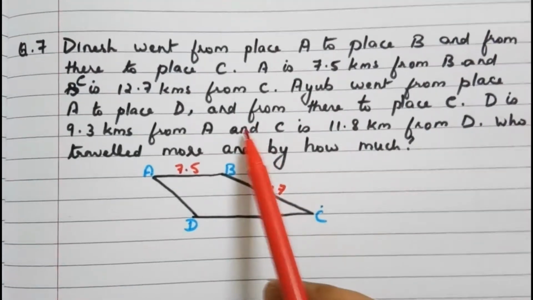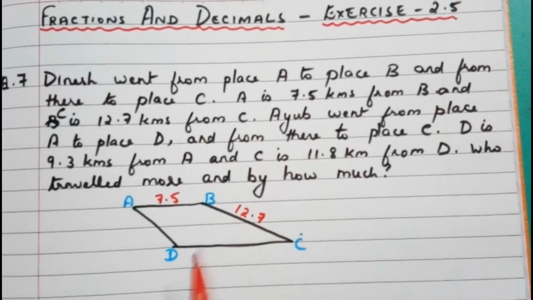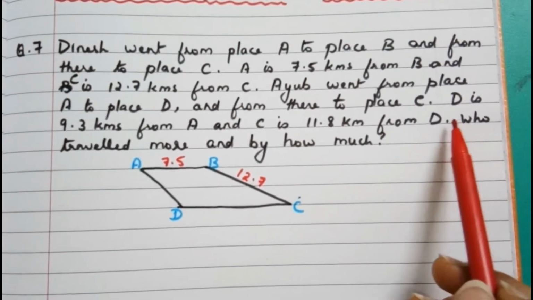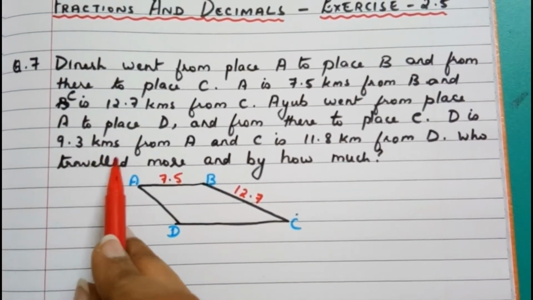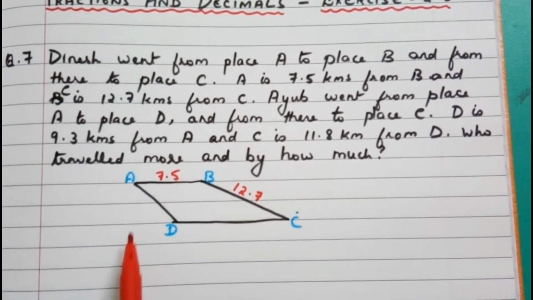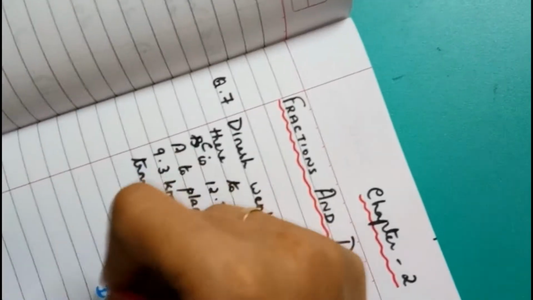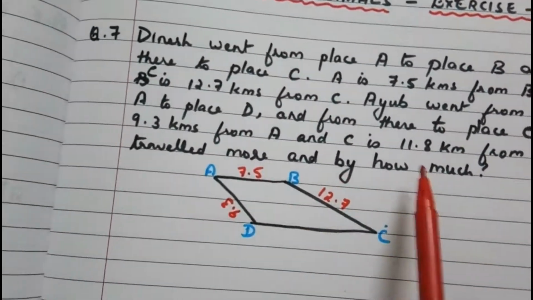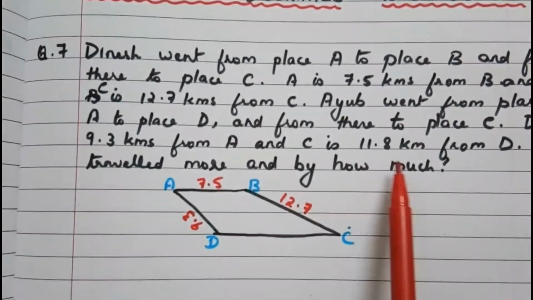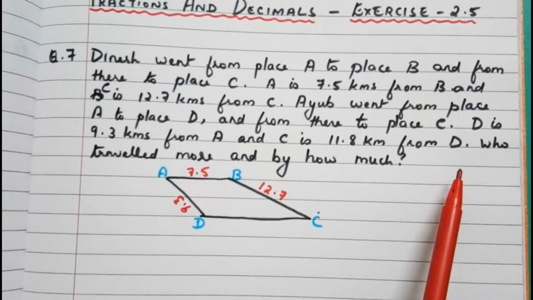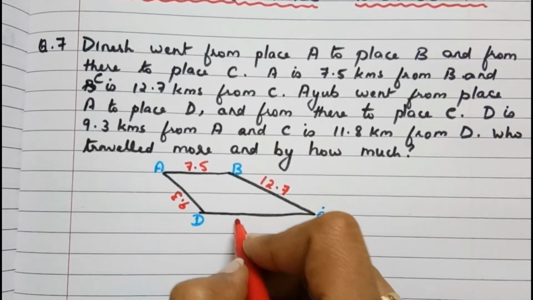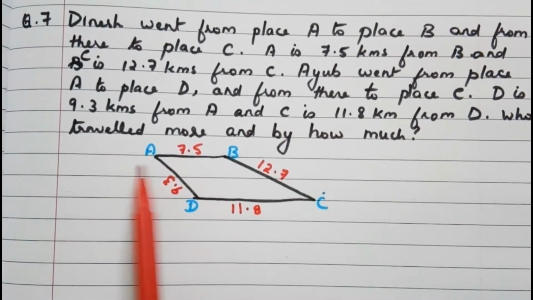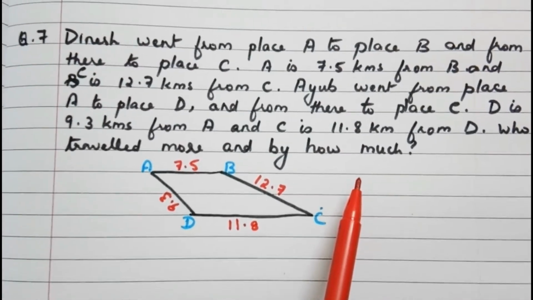Then Ayub went from place A to place D, that is Ayub travelled from place A to place D and from there to place C. So he took this other way, A to D and D to C. D is 9.3 kilometers from A. So what is D here? It is 9.3 kilometers. And C is 11.8 kilometers from D. So what is the distance between D and C? 11.8 kilometers. Who travelled more and by how much?